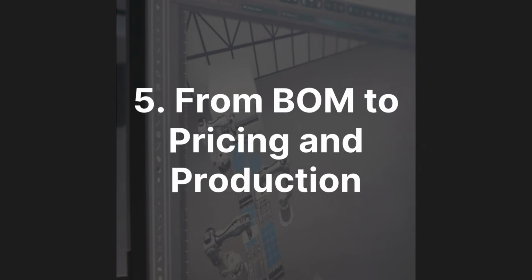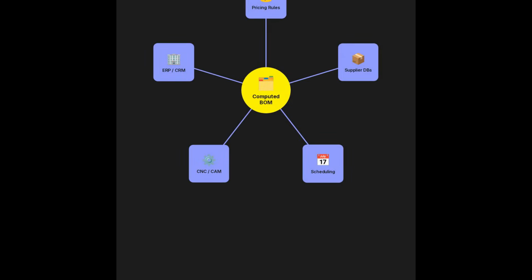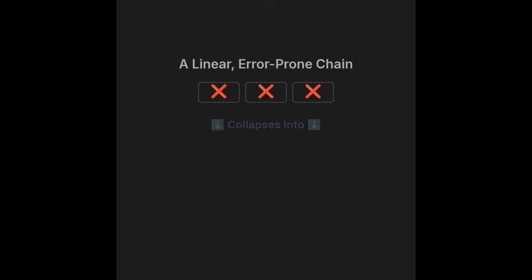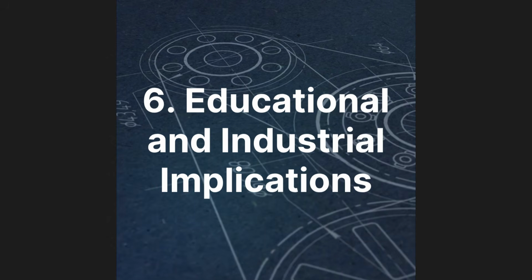From BOM to pricing and production. Because the BOM is computed, it can directly feed automated pricing rules, supplier cost databases, production scheduling, CNC, CAM preparation, ERP, or CRM systems. This collapses what was once a linear, error-prone chain into a single computational flow: parametric logic, geometry, BOM, price, fabrication.